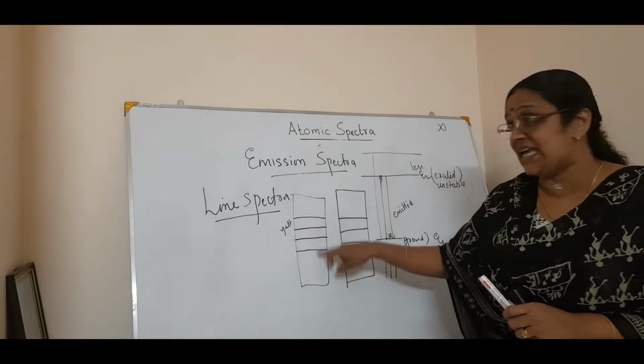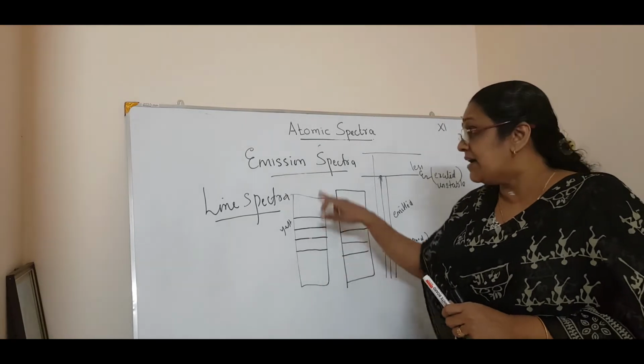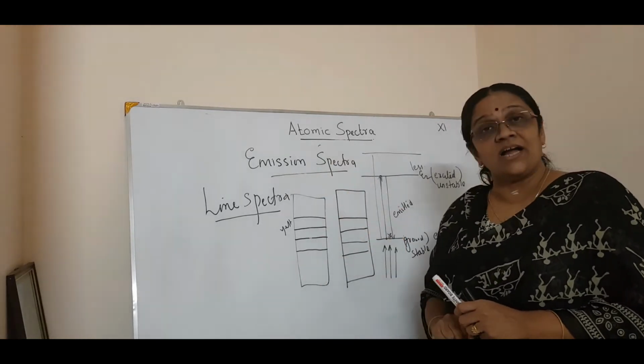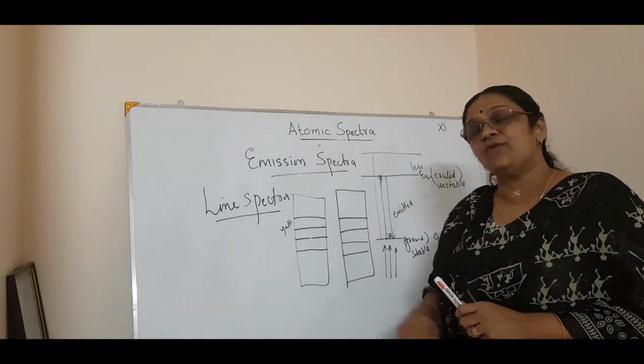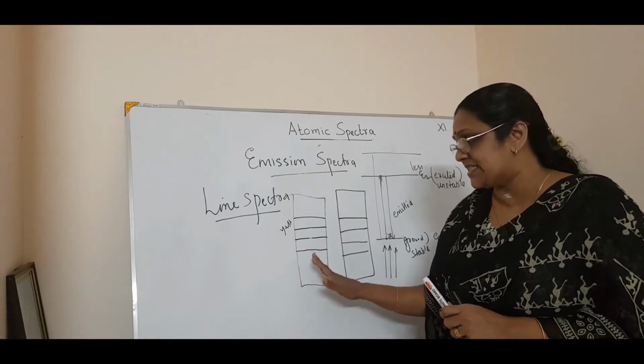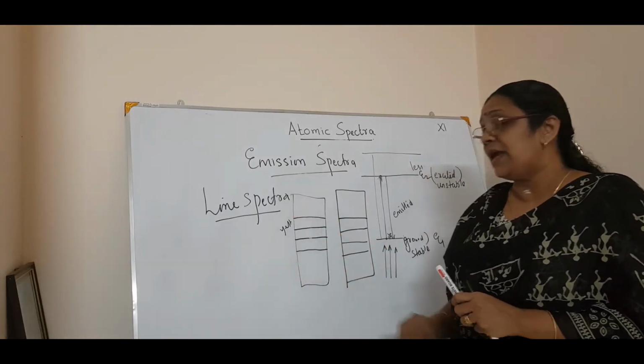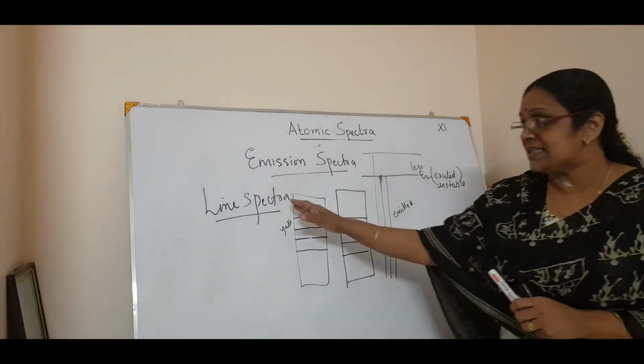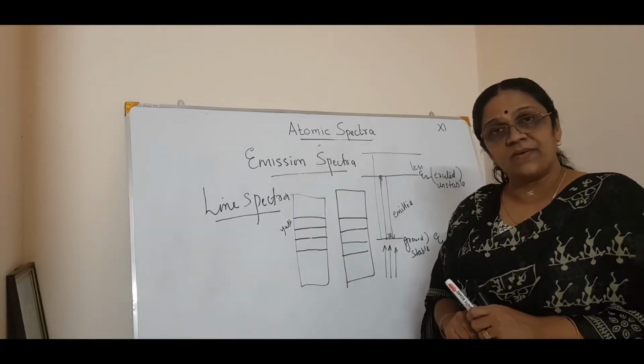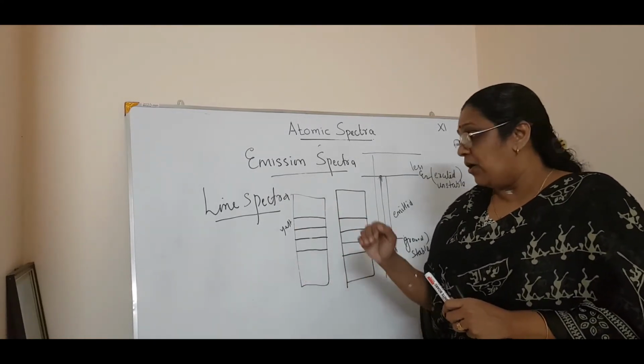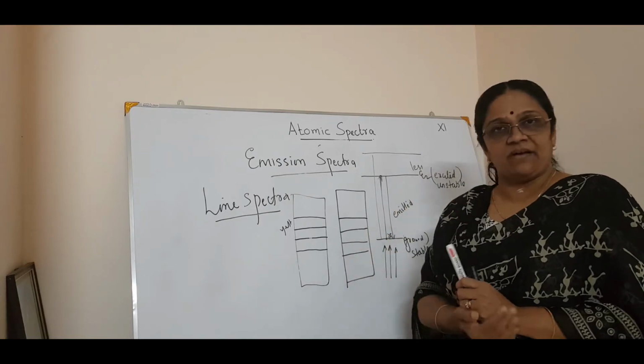And this is called the emission spectra, or the atomic spectra of the hydrogen atom, that we will study later. Okay, in detail we can study. So this is the funda of emission spectra, or you call it line spectra. Okay, clear? Now we will come to the absorption spectra.